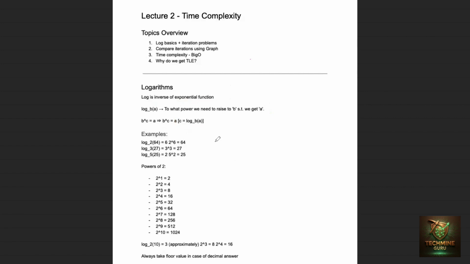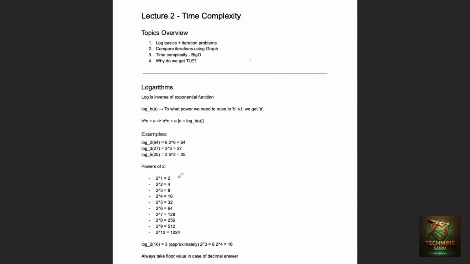So let's see some easy examples. What is log of 64 on the base 2? When we raise 2 to the power 6, it gives us 64. So the log of 64 on the base 2 is equal to 6. In the similar fashion, log of 27 on the base 3 will be equal to 3, which means 3 raised to the power 3 comes to 27. In the similar fashion, log of 25 on the base 5 is 2, which means that 5 raised to the power 2 will give you the result 25.